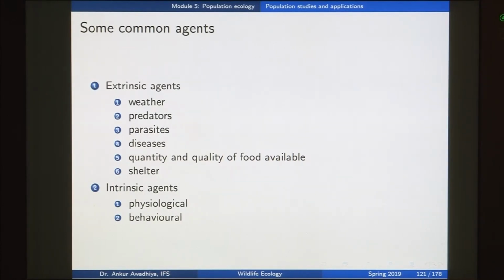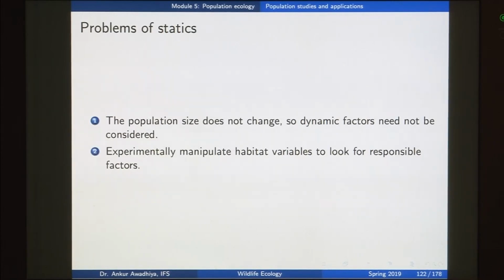Now that is about the dynamic problems. What about the static problems? Now if your population size is say static, so the population size is not changing, so dynamic factors need not be considered, and you can ask the question, what are the habitat variables that are responsible for the size of the population. So this is the question that you can ask.